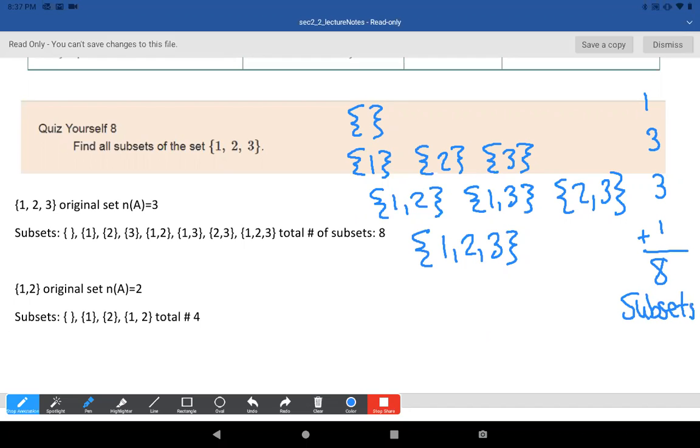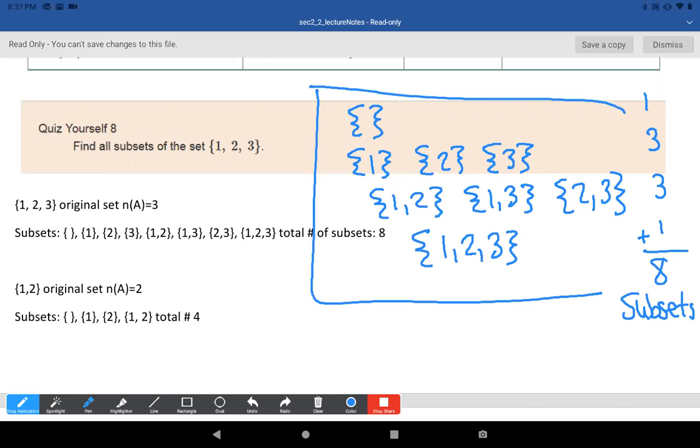So find all of the subsets. Here's all of the subsets, which I listed out for us here, so that we could look at some other base cases. Here we have a set of size 3 as our original set.